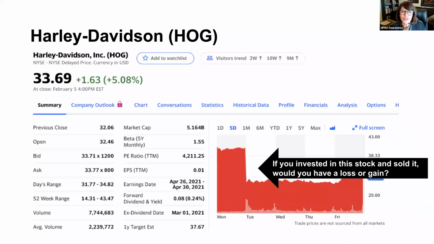Okay, so let's look at what happens if you invested in the stock and you sold it. Look what happened here. Is that a gain or a loss? And this is Harley Davidson. What do you think? First off, red is loss, and that's the 5-day chart. You tell me. Kind of looks like it really dropped down, right? So if you sold it, would you have a gain or a loss? Well, I think a loss, right?